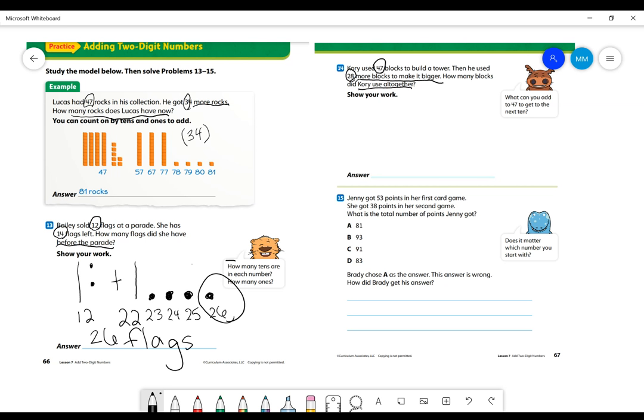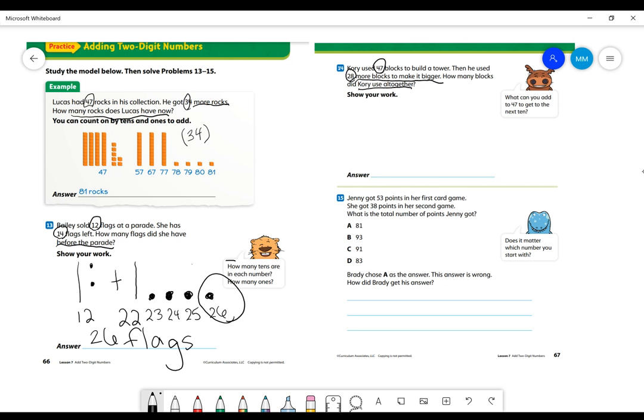Now, there are words that told me that I am putting those together. I'm not comparing them. I'm not finding a missing part. It says, how many did he use all together? All together is a key term that tells me I'm putting two parts together. All right, so for 47 plus 28, I'm going to show a different strategy to do this problem. You are more than welcome to use what strategy works best for you, but I'm going to show you a different way to solve this problem.